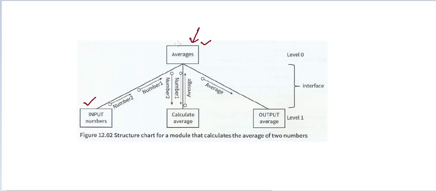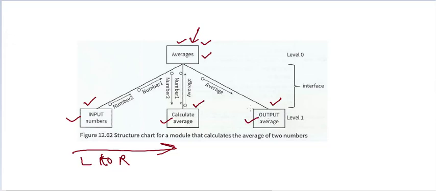After that, this main module places a call to the module called calculate average, and finally it places a call to output average. So calls are being placed left to right. The module on the left gets called first, then this module, and then this module, and all of these modules are being called from the main module, the averages module.